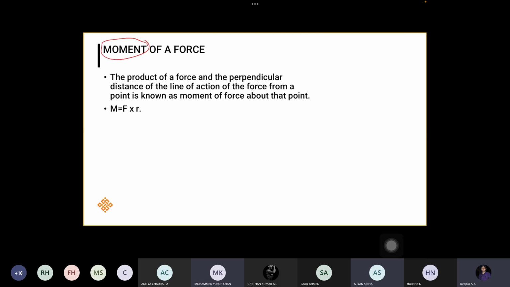Product of force and the perpendicular distance. Ah, very good.